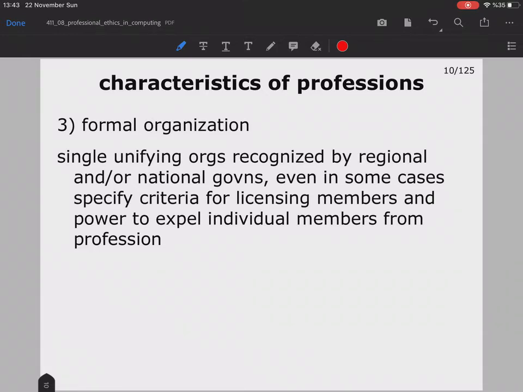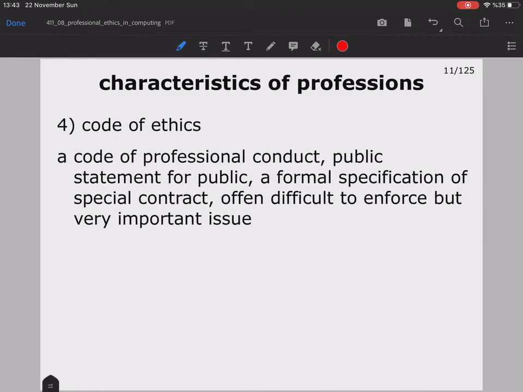A profession should have a formal organization as well. And a profession should also have the fourth characteristic, which is the code of ethics. A code of professional conduct is required, which is a public statement for the public. You communicate with the public. You swear them. You have an oath like this. It is a formal specification of a special contract with the public.